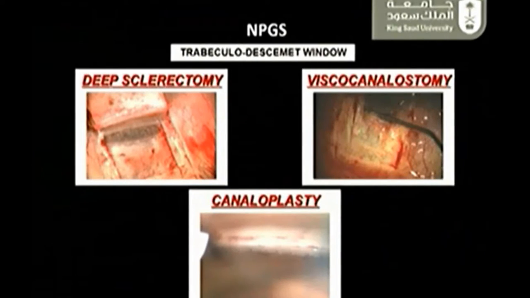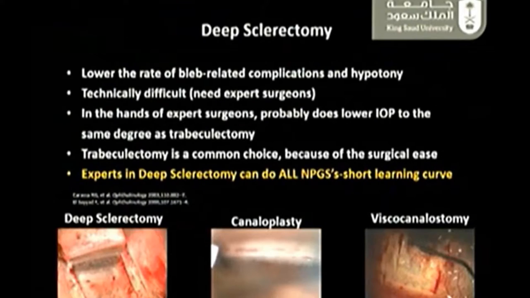When we talk about non-penetrating glaucoma surgery, we are talking about creating a trabeculodescemetic window, full stop. If you have a trabeculodescemetic window, then that's a non-penetrating glaucoma surgery. You have three types: deep sclerectomy, viscocanalostomy, and canaloplasty. Deep sclerectomy lowers the rate of bleb-related complications and hypotony. There are no reports in the literature of bleb-related endophthalmitis associated with deep sclerectomy, and very few reported cases of blebitis after deep sclerectomy.